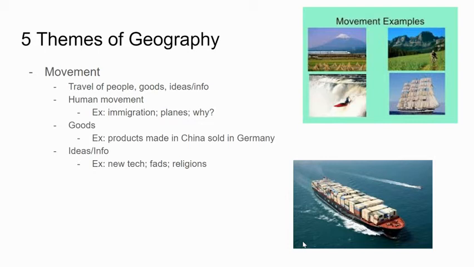And then finally, ideas and information. With ideas and information, how are religions spreading from one place to another? How are fads? How is technology? How is political systems and ideas? How are all of these things spreading as well?